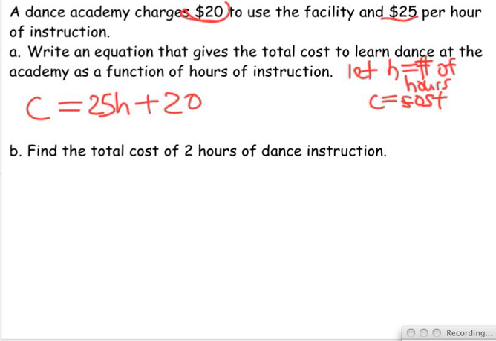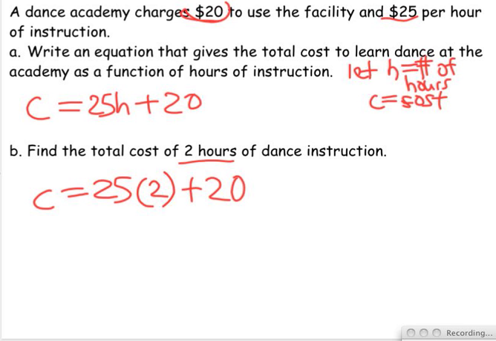Now, if we were to plug these two things back in for 2 hours, what's it going to be? C is going to be equal to 25 times 2 plus 20. So that's going to end up giving us 50 plus 20, which is going to be equal to 70. So that's going to be our total cost for 2 hours.